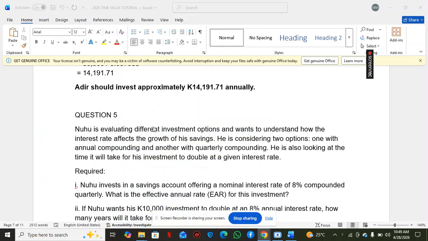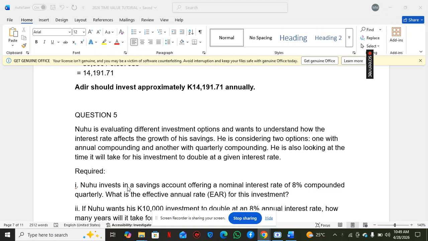Nuhu is evaluating different investment options and wants to understand how the interest rate affects the growth of his savings. He's considering two options, one with annual compounding and one with quarterly compounding. He's also looking at the time it would take for his investment to double at a given interest rate.